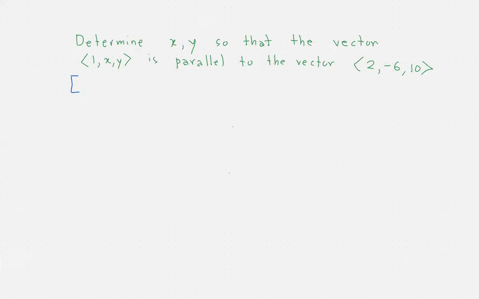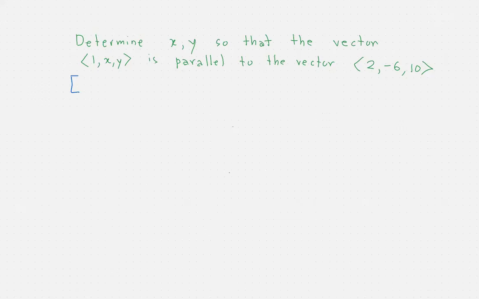So we would like to solve the following very simple problem, but it's actually quite interesting and useful. We would like to determine the numbers x and y so that the vector (1, x, y) is parallel to the vector (2, -6, 10).